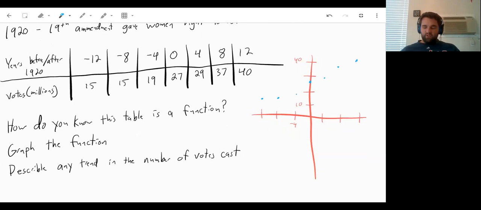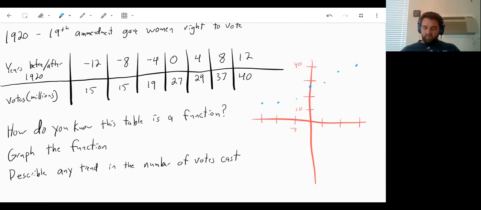Now we just need to describe any trend in the number of votes cast. Well, you can clearly see it's increasing at and after 1920, which makes sense because that literally doubled the number of people in the population who are able to vote. So going from 19 at 1916, 4 years later, that could have easily doubled and been up to 38. Clearly, it's only at 27, so not everyone is out voting yet, but there was a serious step of increase in votes that year. And by 1928, it had almost doubled from what it had been a decade earlier. So that's pretty cool.